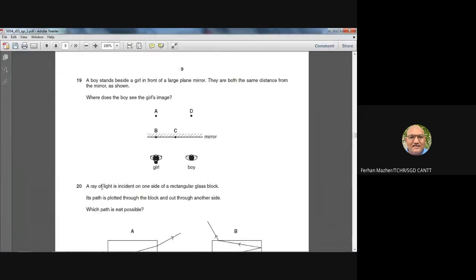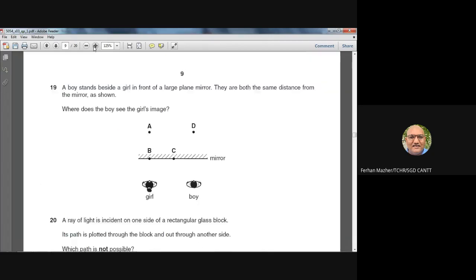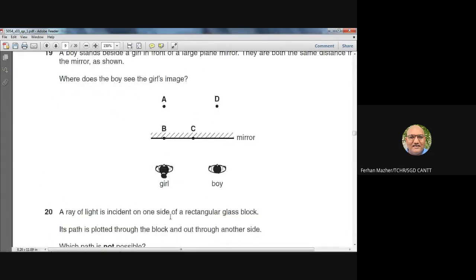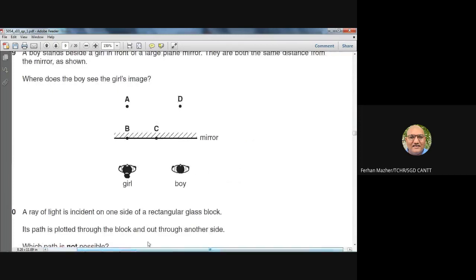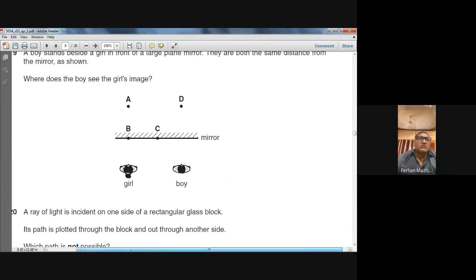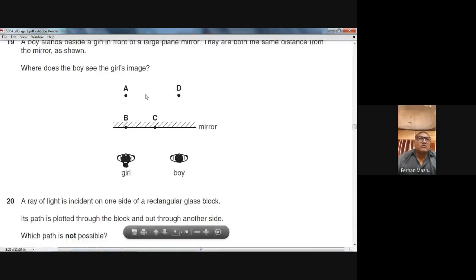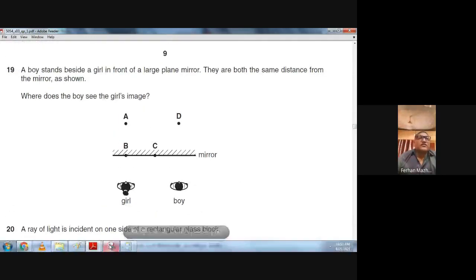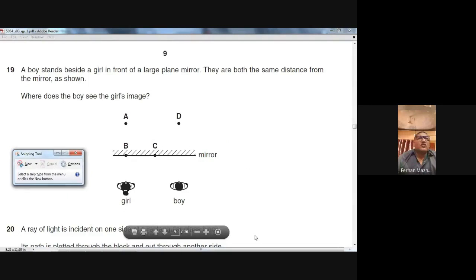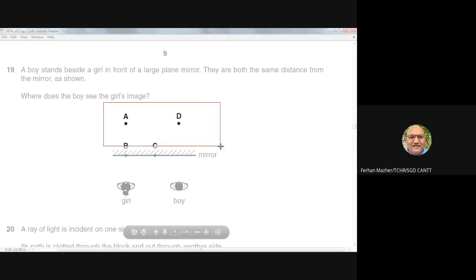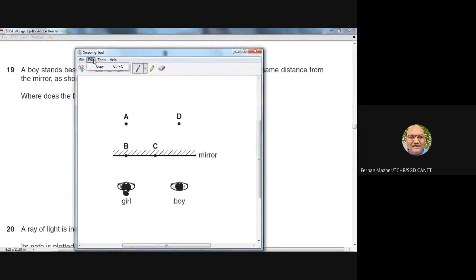Here we go. A boy stands beside a girl in front of a large plane mirror. They are both at the same distance from the mirror as shown. Where does the boy see the girl's image? Okay. So let me increase the size so I can show you how. Let me first of all copy it from here. So I will show you how we will do this.